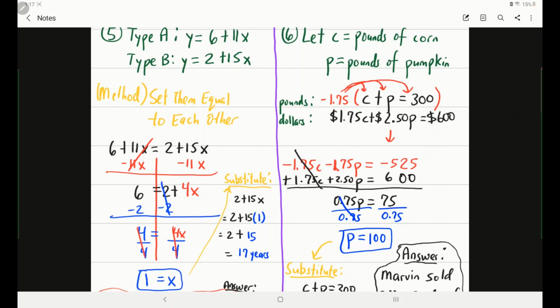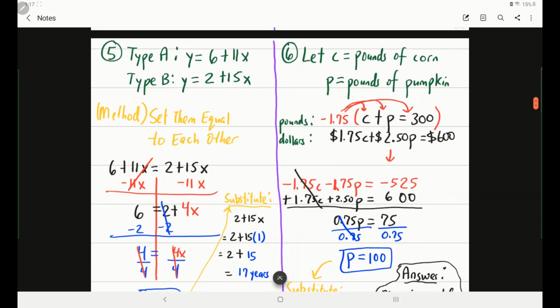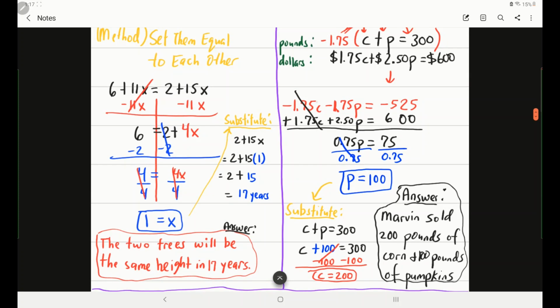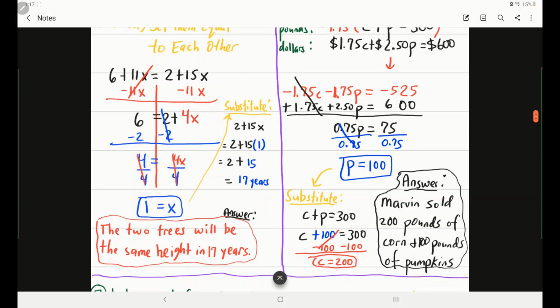So if you look at what I did here, I multiplied by negative 1.75. Since, scroll down a little bit, that would eliminate, I'll get rid of my C. So in solving for P, I'm going to see P is equal to 100. That means I have 100 pounds of pumpkins.